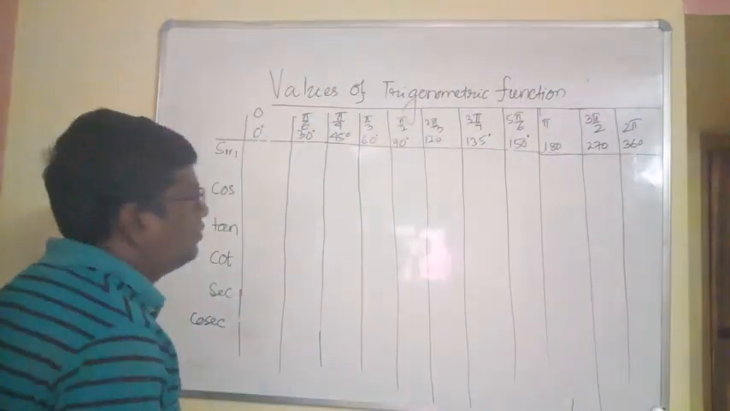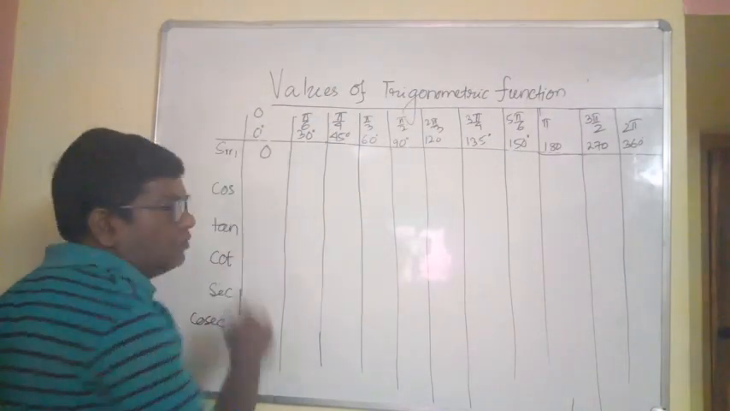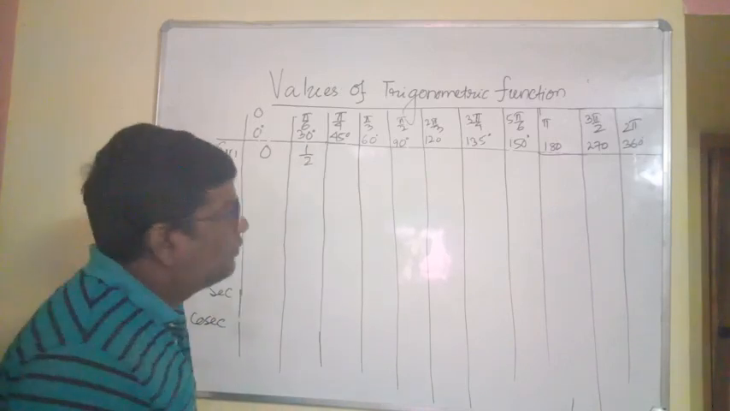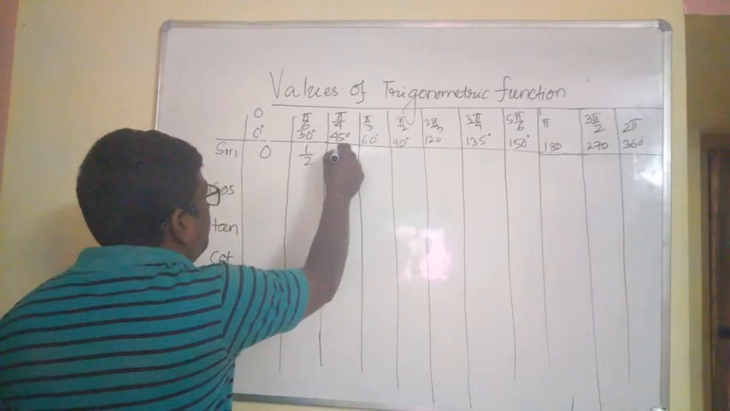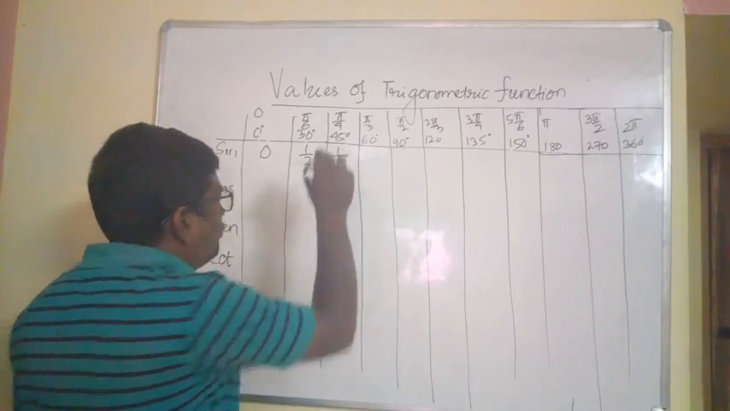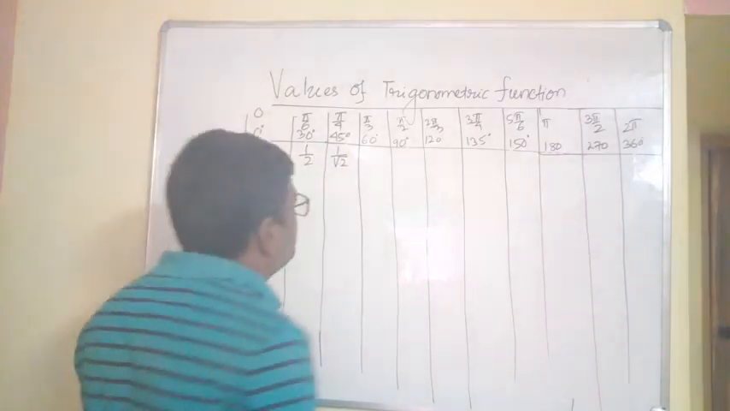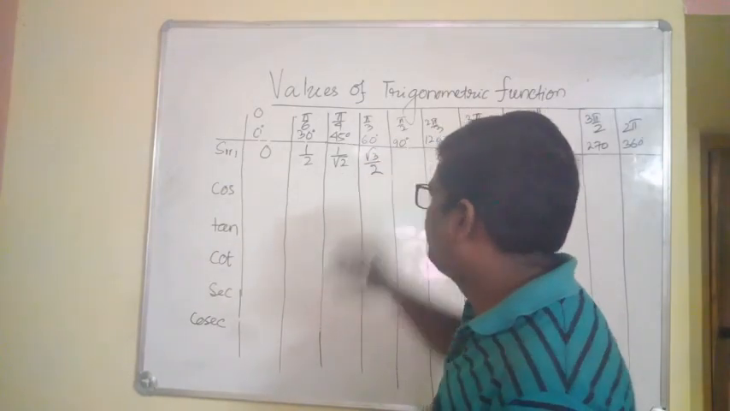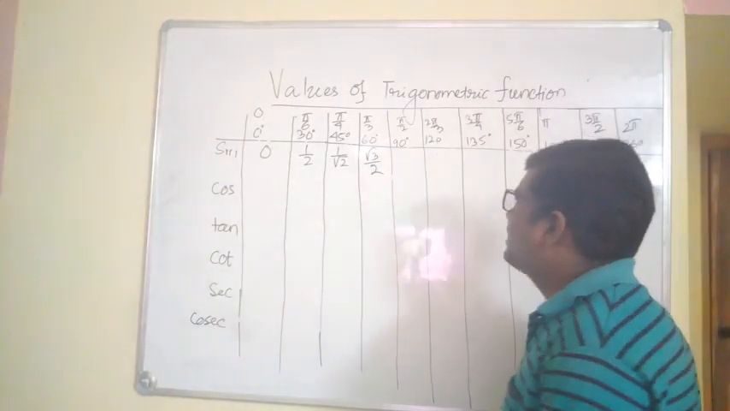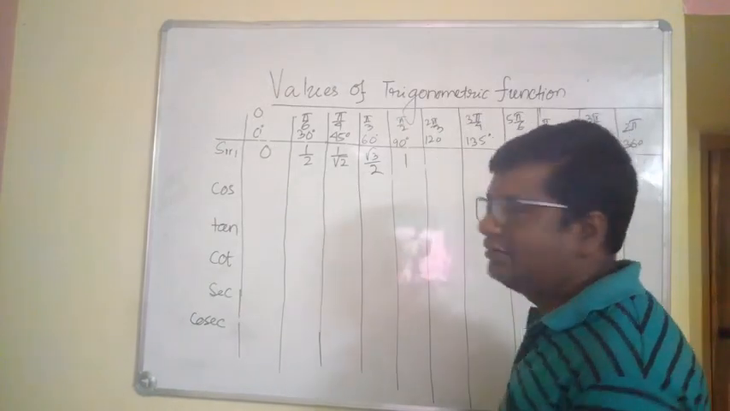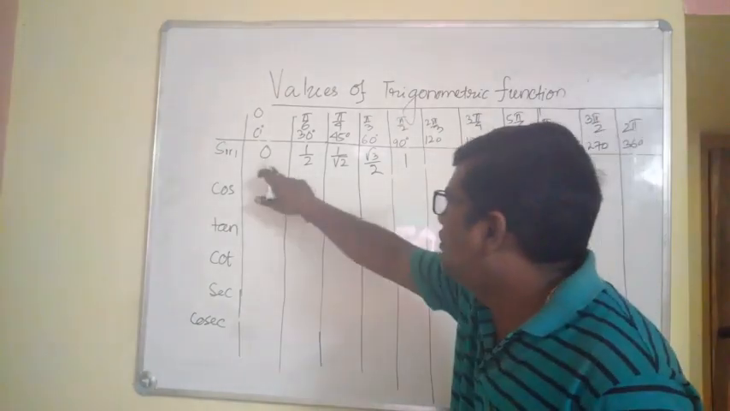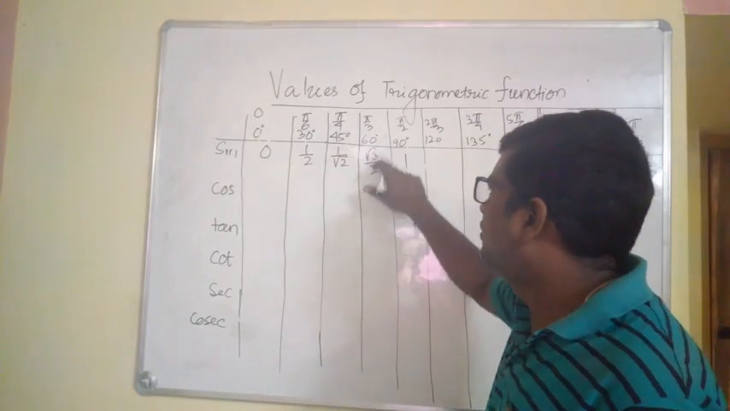Sine 0, sine 30 half, sine 45 degree 1 by root 2, sine 60 degree root 3 by 2. Then sine 90, 1. Observe the concept: 0, half, 1 by root 2, root 3 by 2, 1.